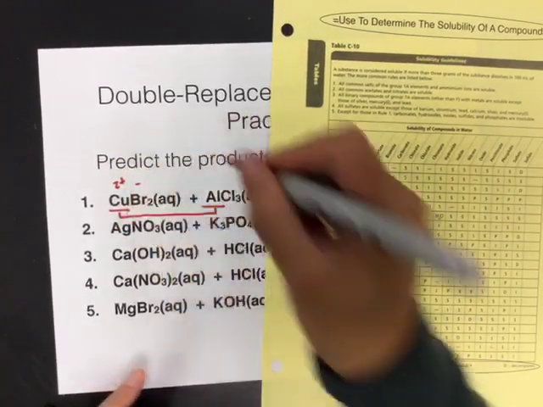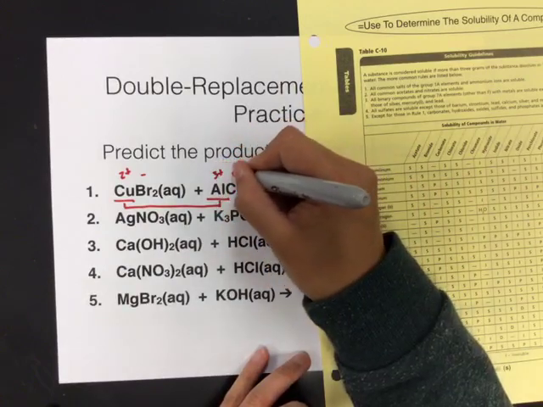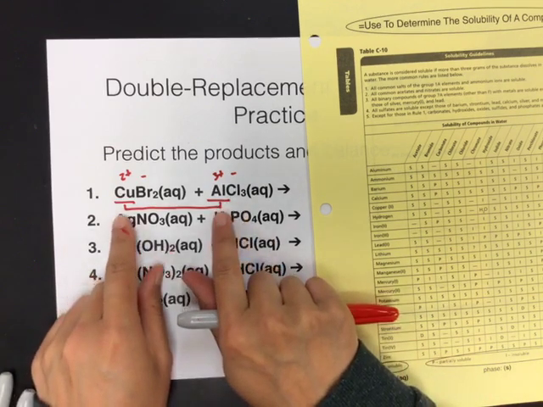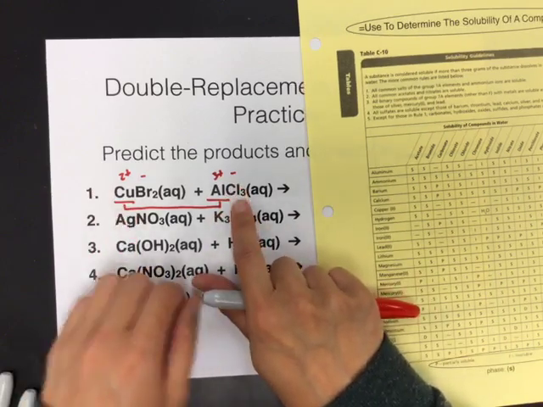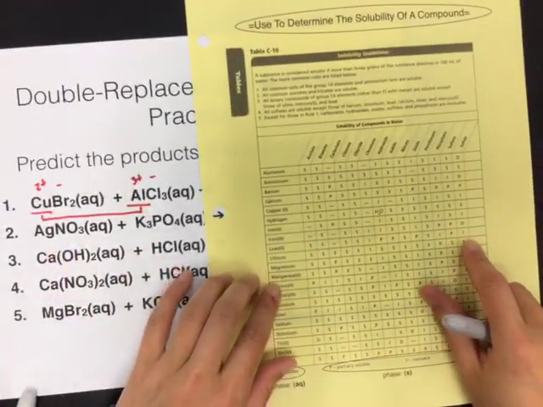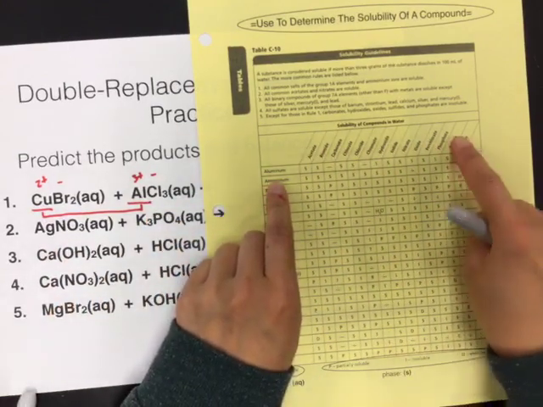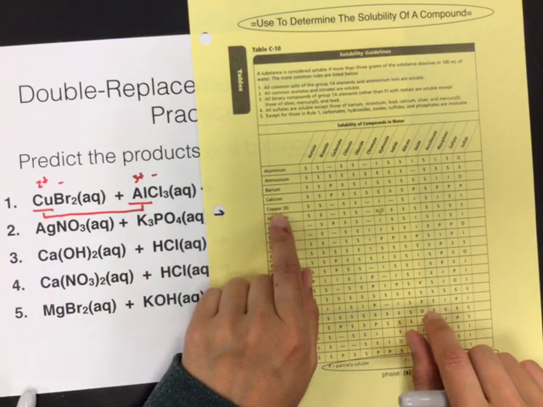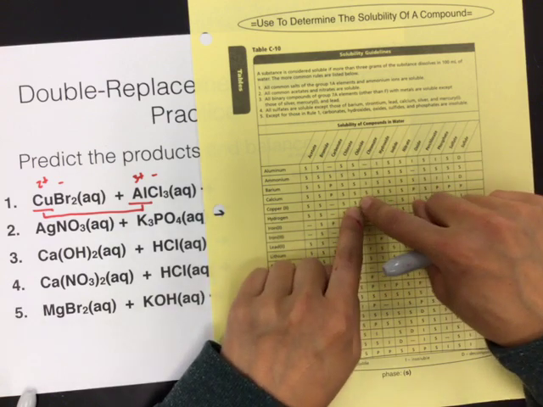Bromide is 1-. Aluminum is 3+. Chloride is 1-. If the copper and aluminum were to trade places, then we would have copper 2+ paired up with the chloride. Look on your solubility table: the cations are on the left side and the anions are along the top. We look up copper 2, it's right here, and then chloride, it's right here, and where they meet it says S.